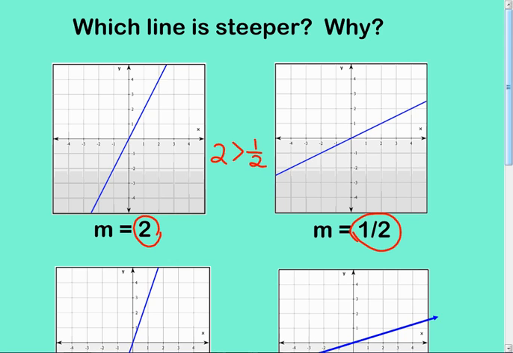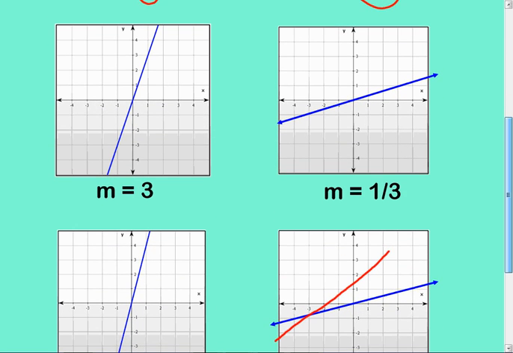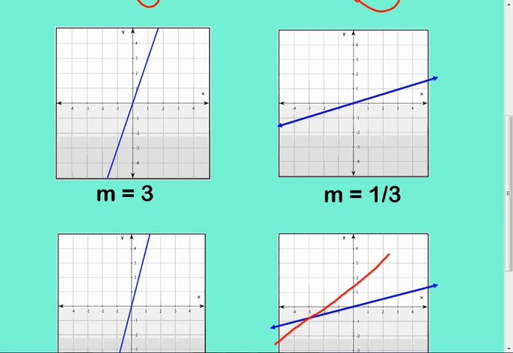Okay. Which is steeper? 3 or 1/3? Which is steeper here? Jake? Which is steeper, this first one or the second one? Which is steeper, Corey? Right here. 3 is steeper. 3 is bigger than 1/3.